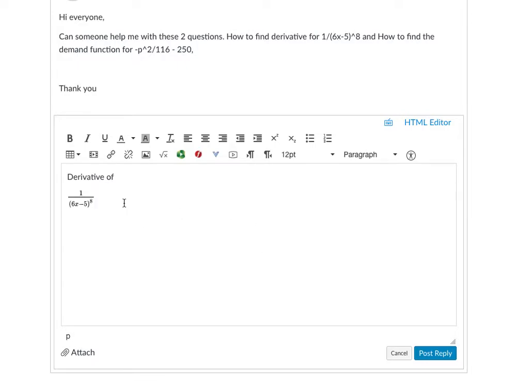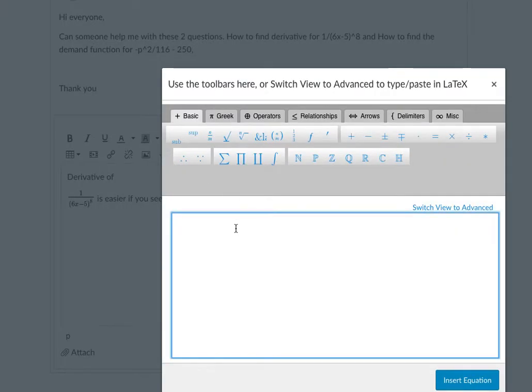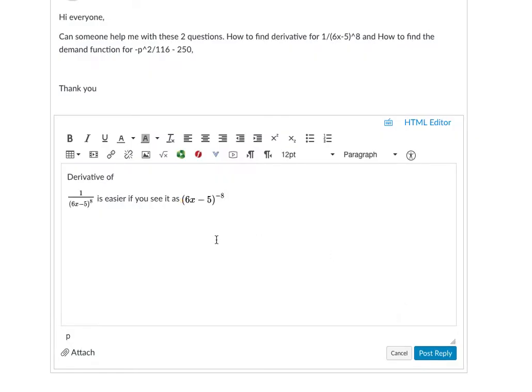So how do you do this? I'm going to write the answer right here. What I mean, when you see it like this, it's easier if you see it as the quantity 6x minus 5 raised to the power of negative 8. Okay. And now this is 11.7, I believe. So we're doing the chain rule.